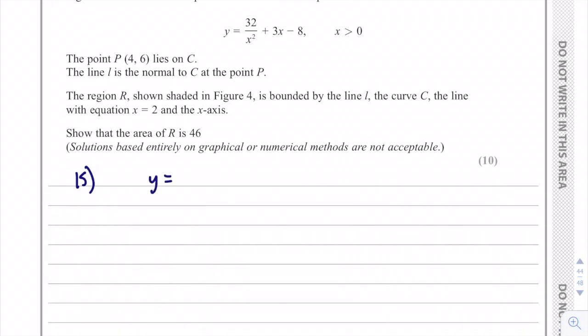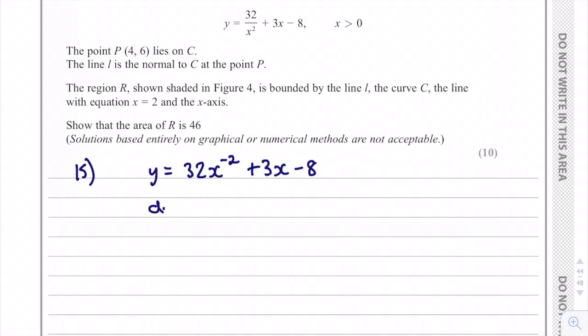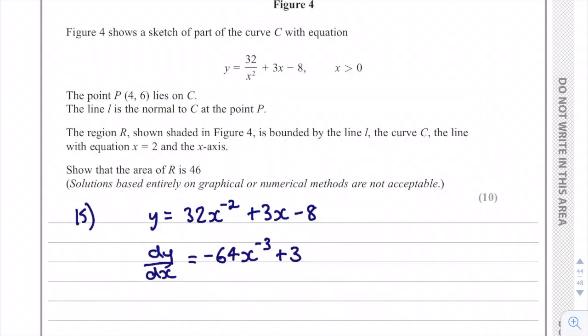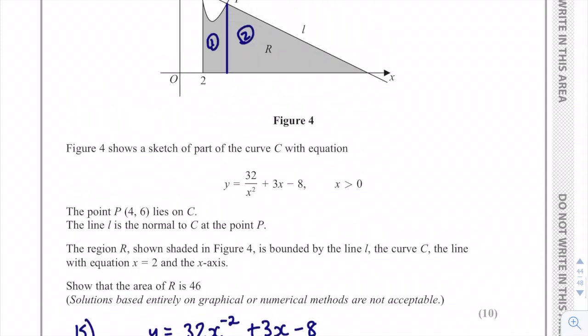If I write the function as y equals 32x to the power minus 2 plus 3x minus 8, then I can differentiate the function. Multiply minus 2 by 32, so we get minus 64, and then I can minus 1 from the power, so we get minus 3, and we get plus 3. This gradient function is going to be the gradient of the tangent at the point P.